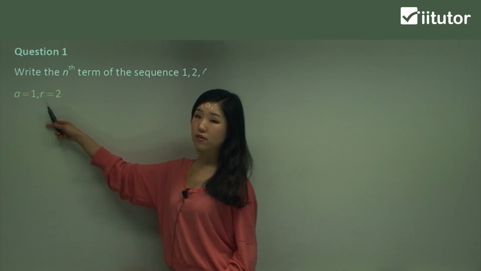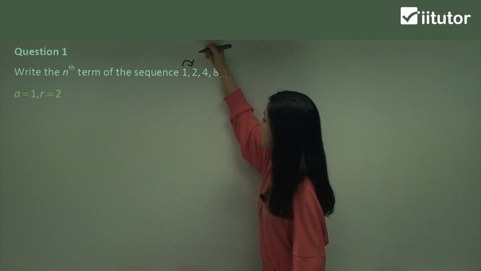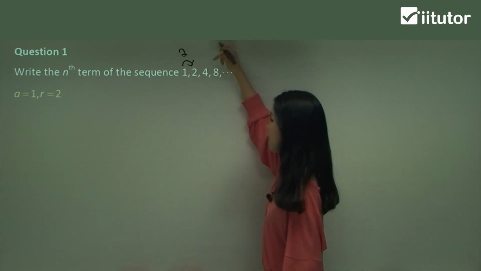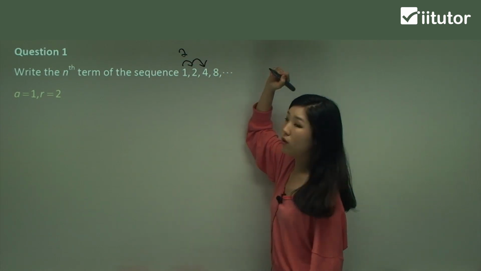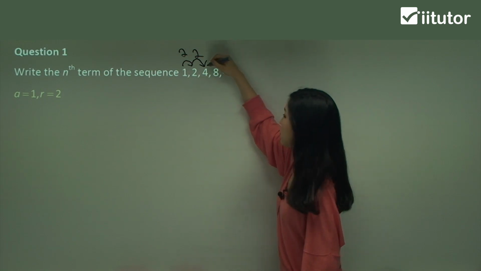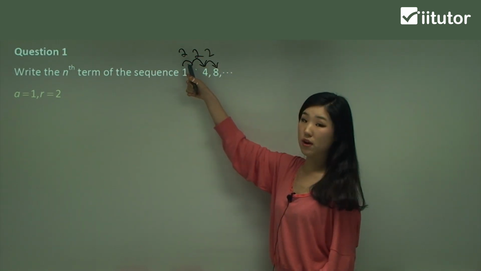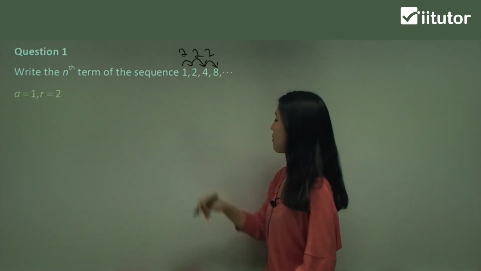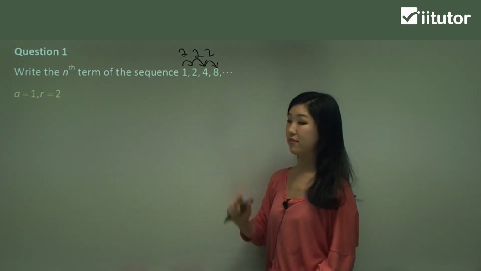R, our common ratio, we're going to think about this. 1 times what makes 2? Well, simply 1 times 2 makes 2, doesn't it? And then 2 times what makes 4? Obviously it's going to be 2, isn't it? And then 4 times 2 is also going to be 8. So therefore the common ratio is simply 2. Have a look at that by looking at your sequence. So that's what a is and that's what r is, 1 and 2.